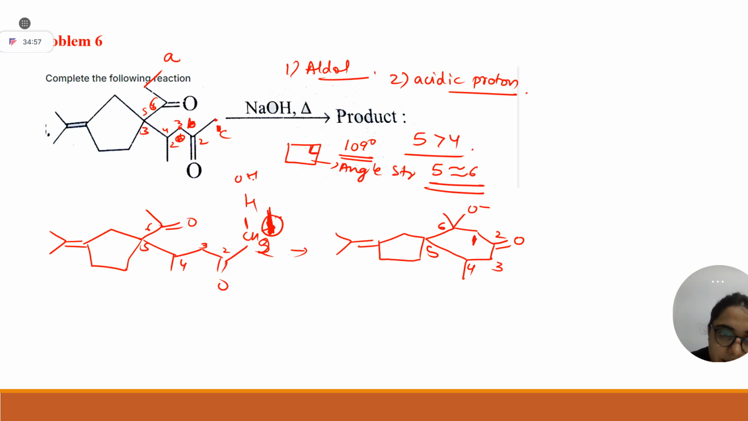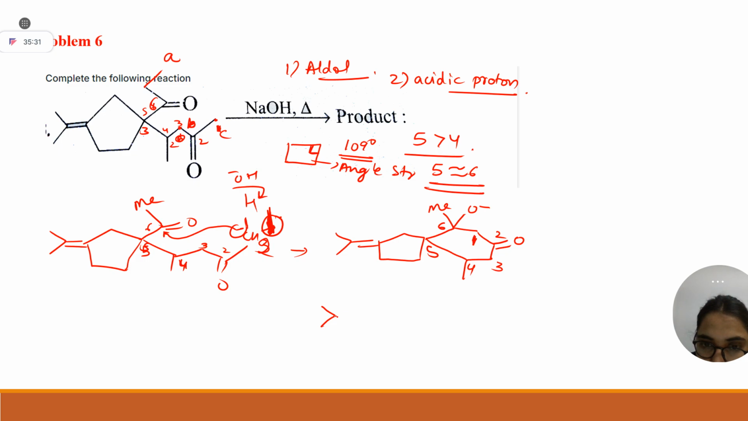So base will come, abstract this proton. It will become your carbanion. Now this carbanion is going to attack this carbonyl. So after attacking, it will become CO negative. Methyl was already there. Then as we have done numbering, please solve in your copy with me. It will help you. Do numbering. It is carbon number 5, 4, 3, 2, 1. After making it, you know that a 6-member ring will form.